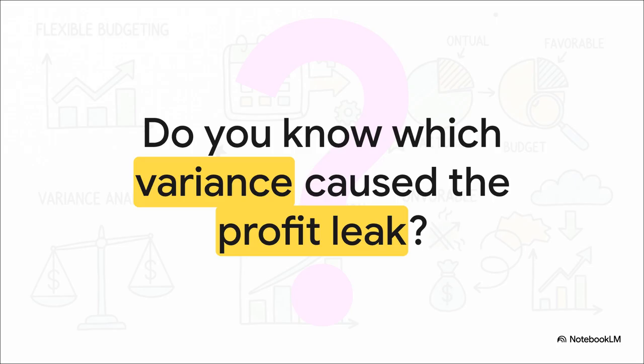If your actual profit unexpectedly drops next month despite record sales, do you now know exactly which variance caused the leak?